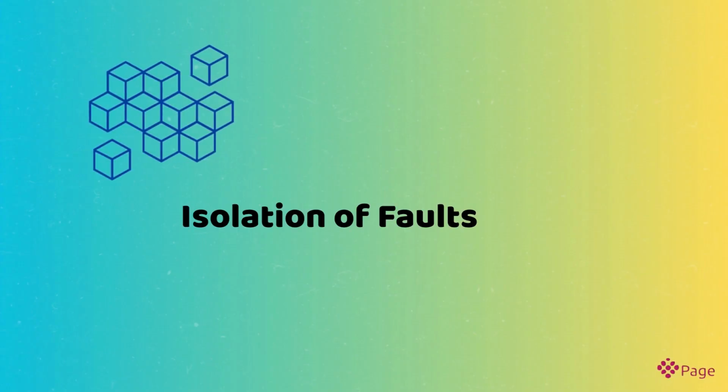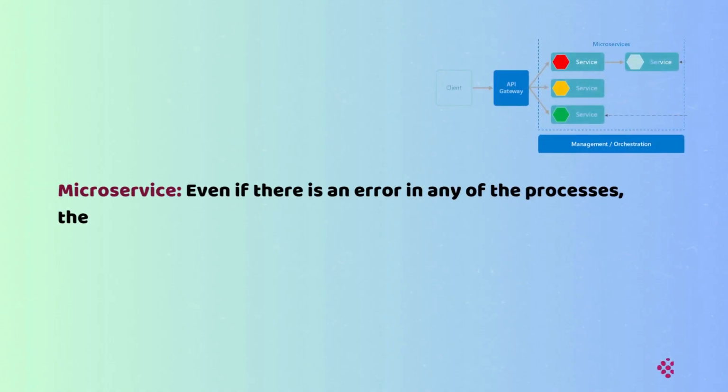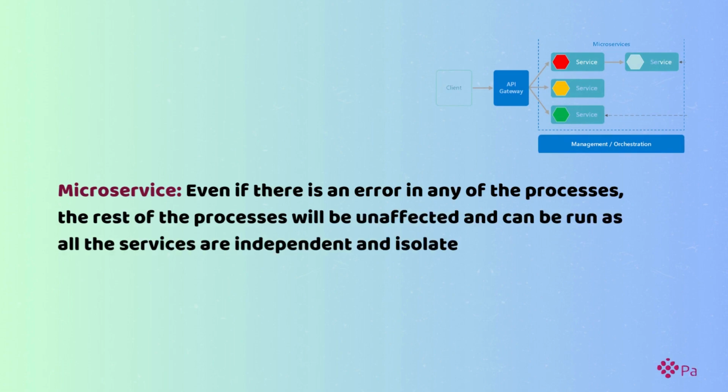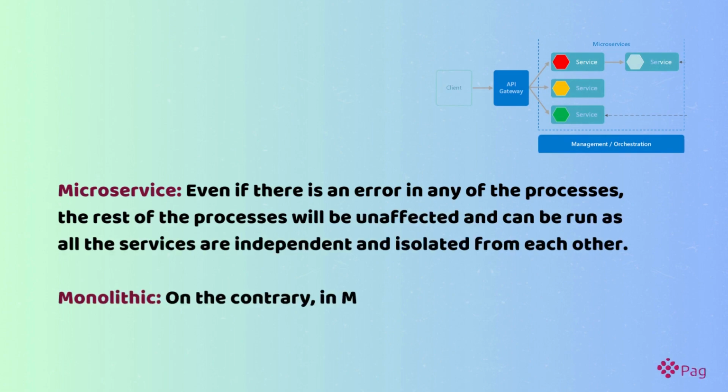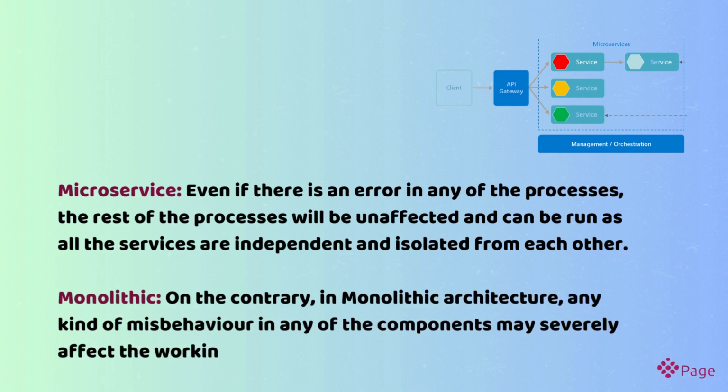Isolation of faults. Microservice. Even if there is an error in any of the processes, the rest of the processes will be unaffected and can be run as all the services are independent and isolated from each other. Monolithic. On the contrary, in monolithic architecture, any kind of misbehavior in any of the components may severely affect the working of the entire application.